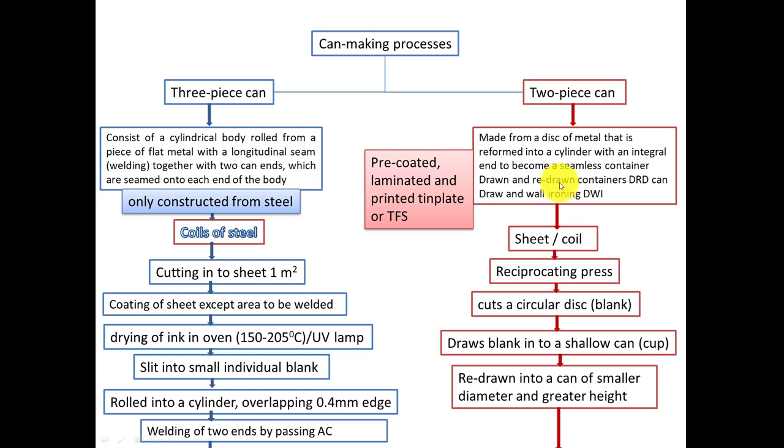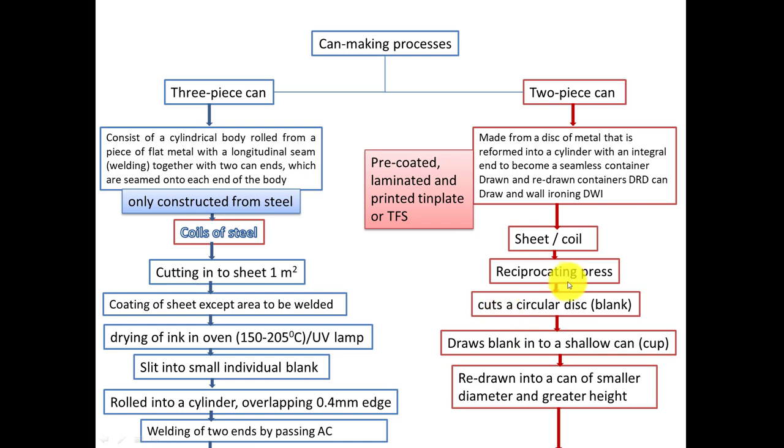Drawn and redrawn means there are two methods by which we can produce the can. One is the DRD can and the second is the DWI can. First I'll talk about DRD cans. To manufacture them, we can take either a coil or a sheet. These coils or sheets are brought under a reciprocating press, a press that will punch it. There is a flat sheet under the machine, and in the machine there are dies. The die will press the sheet.